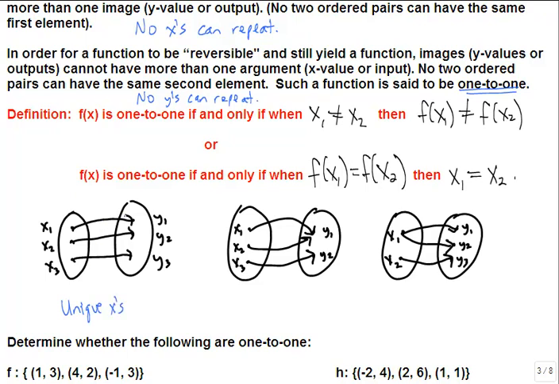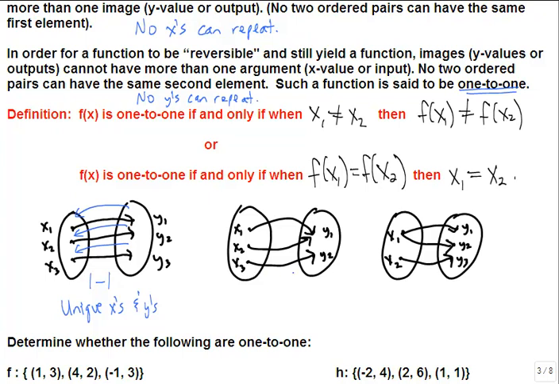Now if we were to reverse this, would we end up with a function back again? And the answer is yes, because we also have unique y's as well. And that means the fact that we have unique x's and unique y's, that means this is a one-to-one function. So that if we were to flip these back, we would get a nice function in reverse.